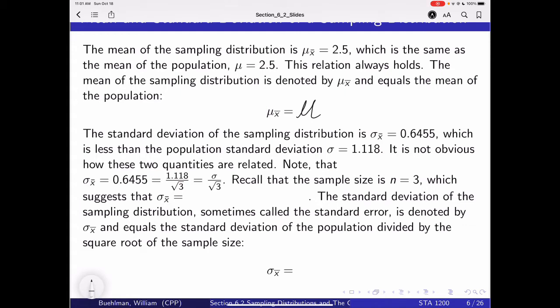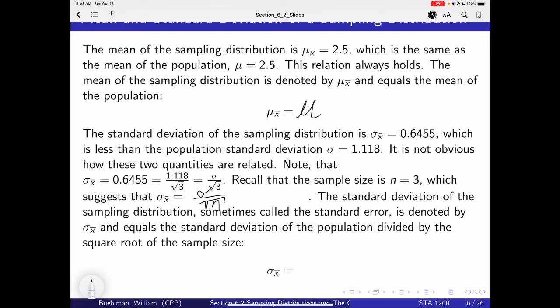Note that sigma sub X bar, which is equal to 0.6455, is equal to 1.118 divided by the square root of 3. If we remember right, that 1.118 was sigma, so that's equal to sigma over the square root of 3. But also recall that the sample size n was equal to 3, which suggests that our sigma sub X bar is actually equal to sigma over the square root of n.